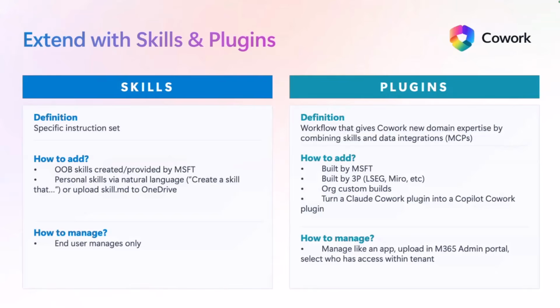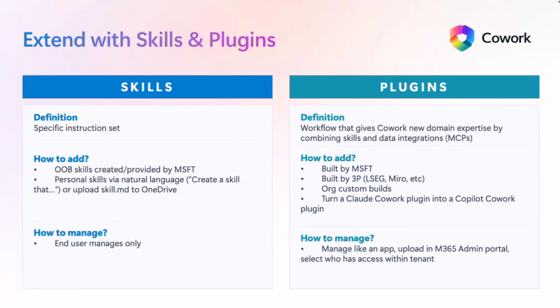Now, how do we extend it and go beyond the basics? Well, there are two main ways that we do this: skills and plugins. We looked a little bit earlier at SharePoint skills in the call, so we have that same kind of mechanism for skills when it relates to Copilot Cowork.